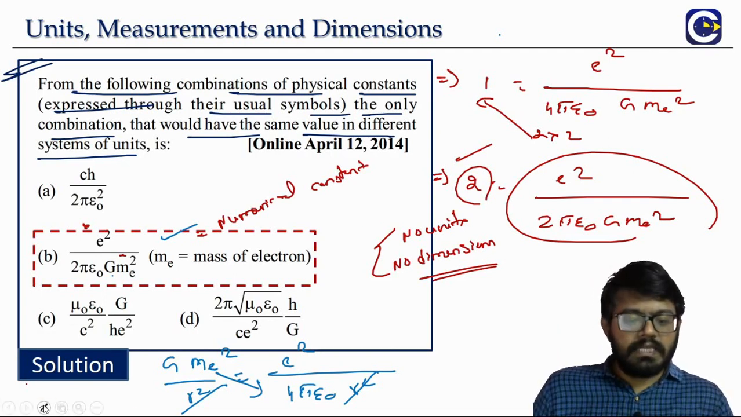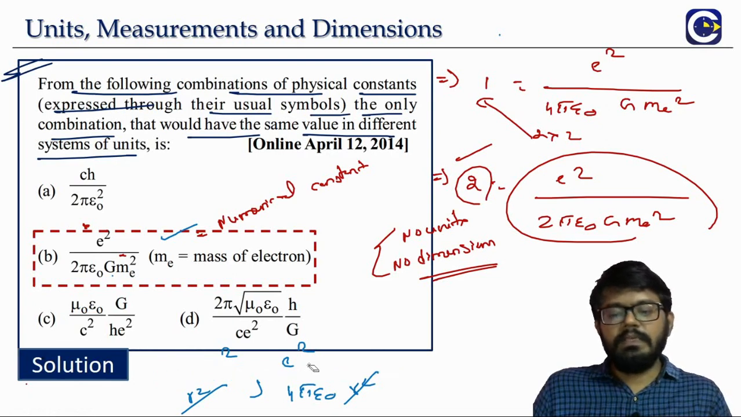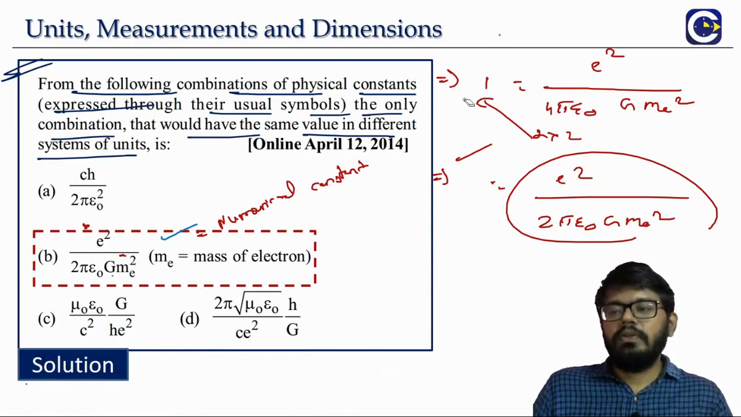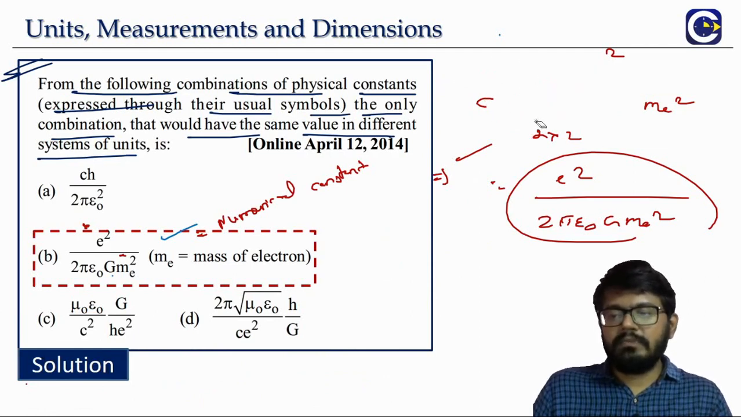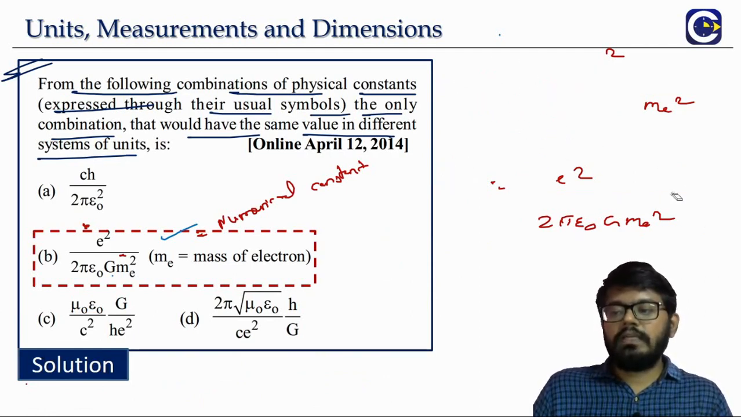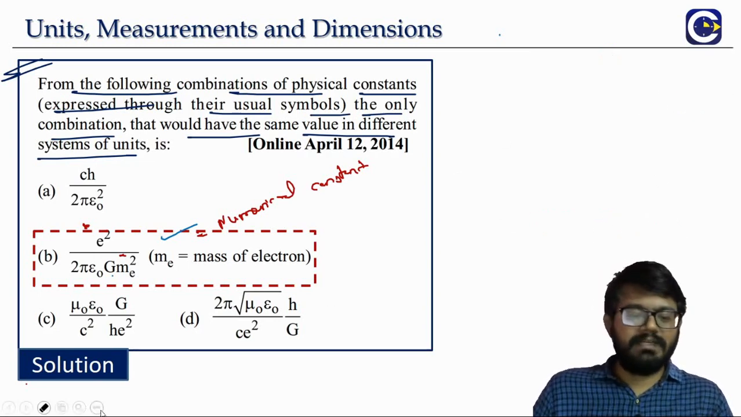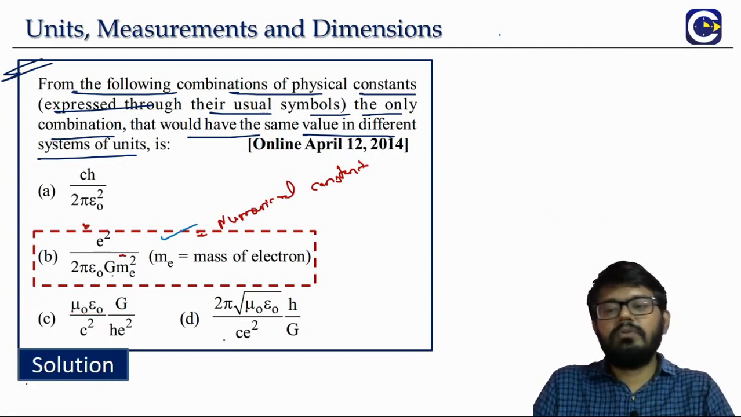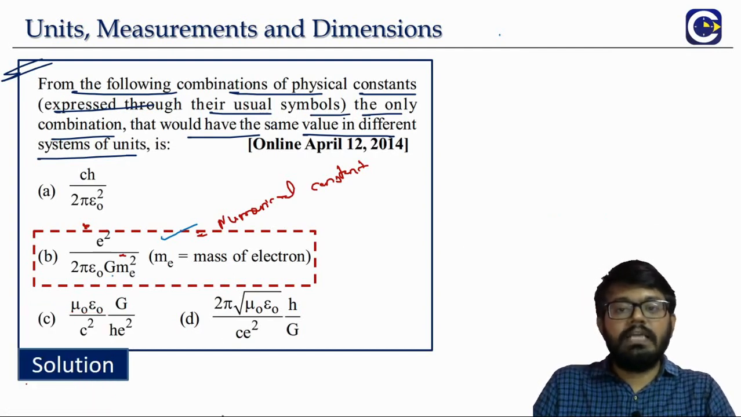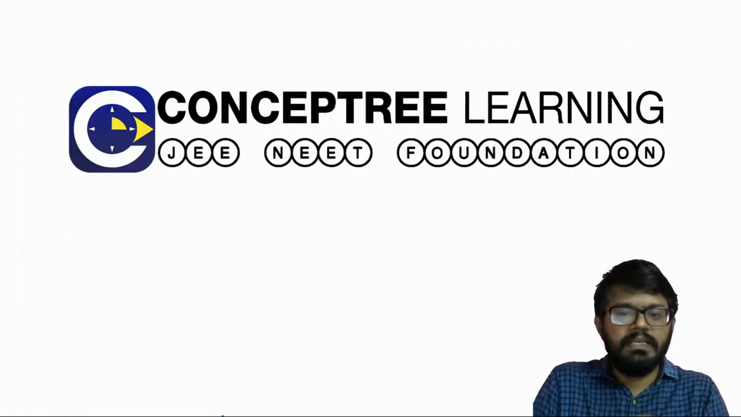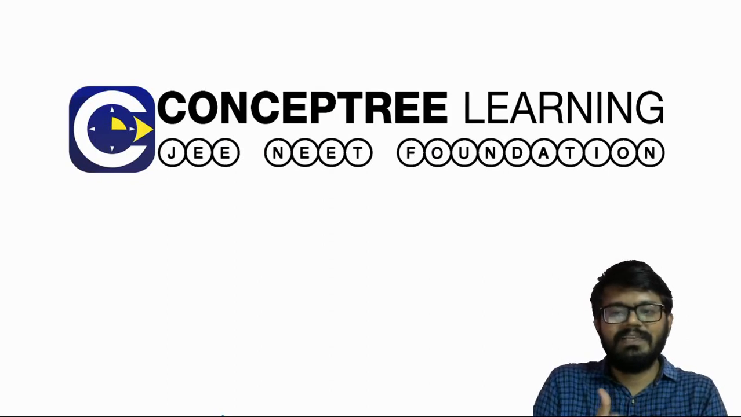Now if we check the other options, we will see that they will have some units. If they have some unit, the value of that measurement will definitely change from one system of measurement to another. So this is how we will be able to solve the questions using the dimensions approach. In this second part, I think most of the questions we have seen are from the dimensions approach. So keep solving and we will see in the third part.